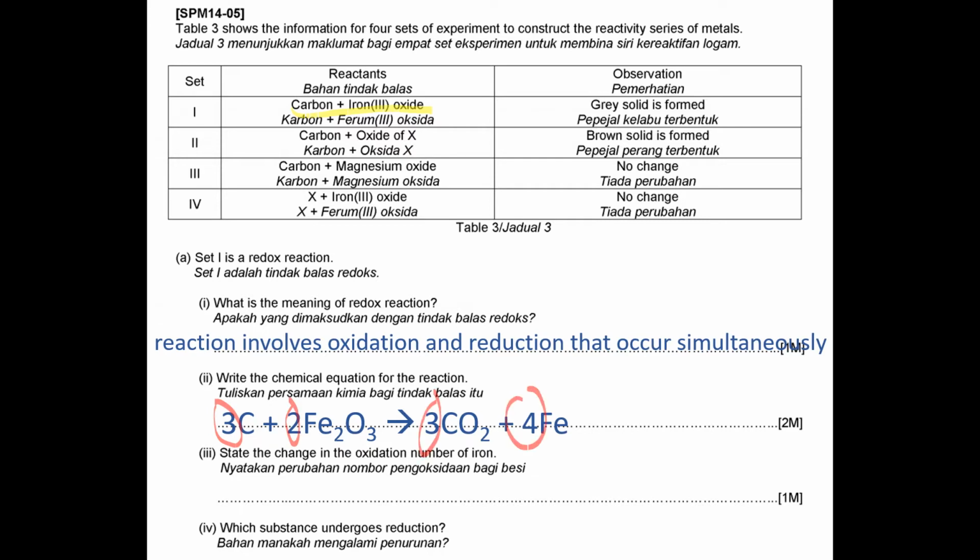State the change in oxidation number of iron. Here the iron in iron trioxide is positive 3, and iron in elemental state is 0. So positive 3 to 0. Which substance undergoes reduction in set 1? Since the oxidation number of iron goes from positive 3 to 0, the substance that undergoes reduction is iron trioxide.